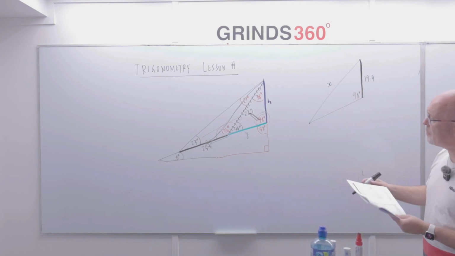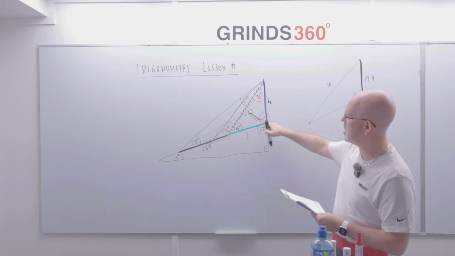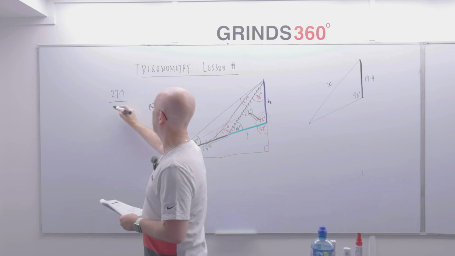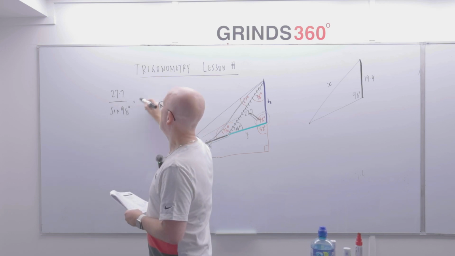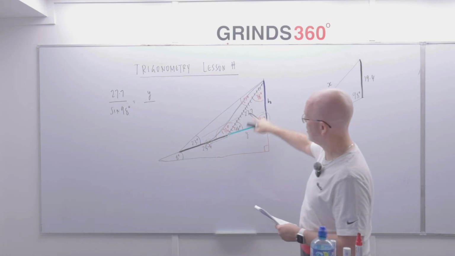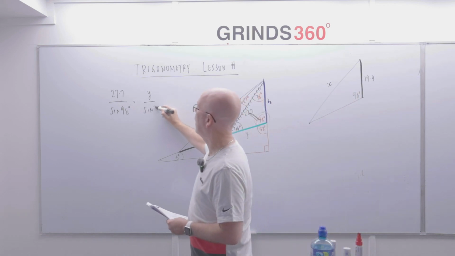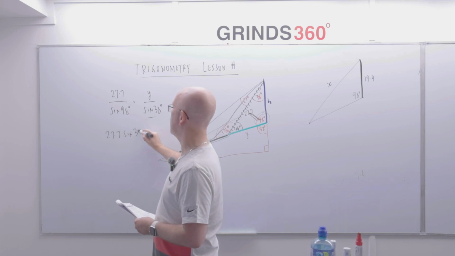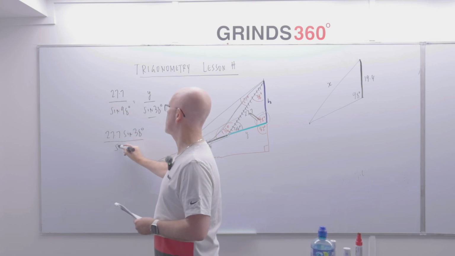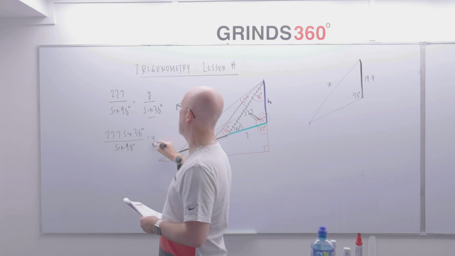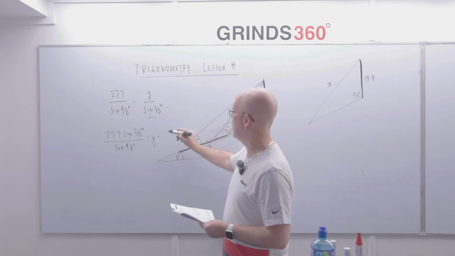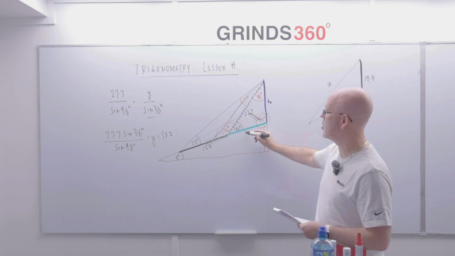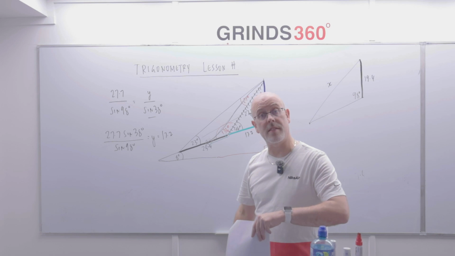I'll use my sine rule on that triangle to find y. So obviously we've got this pairing here: 27.7 over sine 98 degrees is equal to y over sine 38 degrees. If I multiply both sides by sine 38 degrees, I get 27.7 times sine 38 degrees over sine 98 degrees is equal to y. And that comes out at about 17.2. So that means the green line there is 17.2. That's how far P is away from the base of the tower.